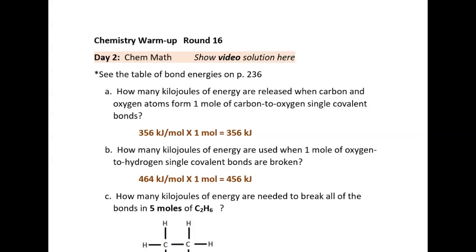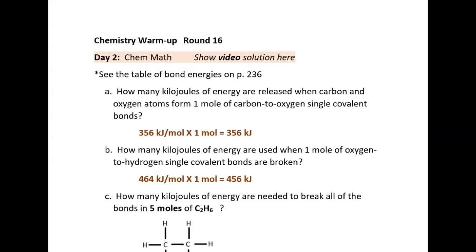Question A. How many kilojoules of energy are released when carbon and oxygen atoms form 1 mole of carbon to oxygen single covalent bonds? Look at that table and find the carbon to oxygen single covalent bonds. It'll be a capital C, single dash line, capital O. The number given in the chart is 356 kilojoules per mole. This problem says we have only 1 mole of these bonds, so 356 times 1 is 356.